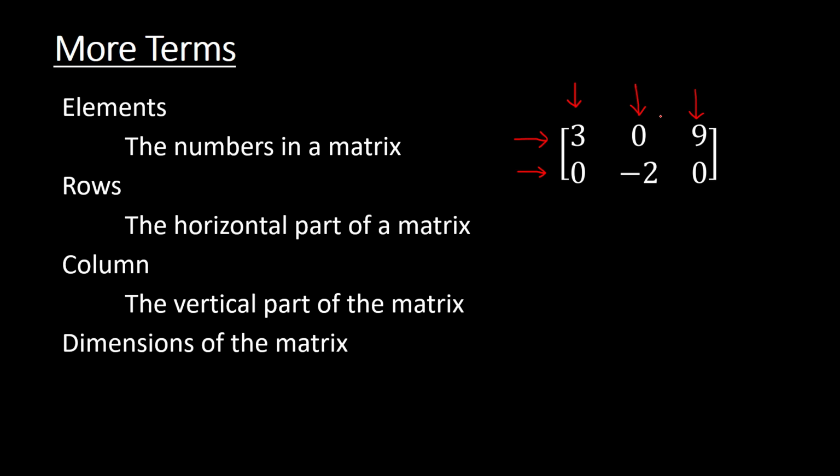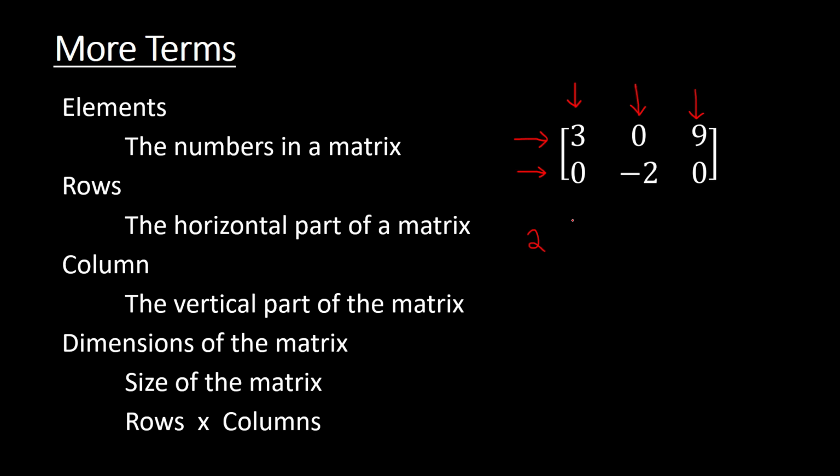And then we have what's called the dimensions of the matrix, which is essentially the size of the matrix. And the size is determined by the number of rows by the number of columns. So in this example, we have 2 rows, and then we have 3 columns. So the size of this matrix would be 2 by 3. Now it's not 2 times 3. The x just means that we have 2 by 3. We have 2 rows by 3 columns.